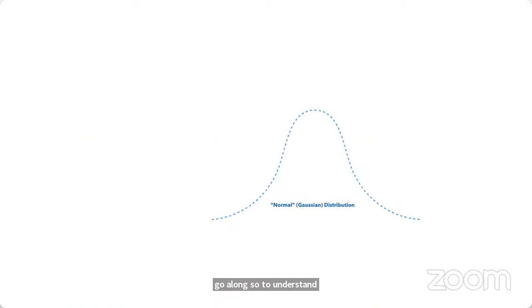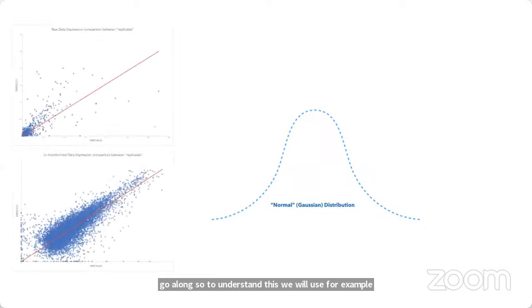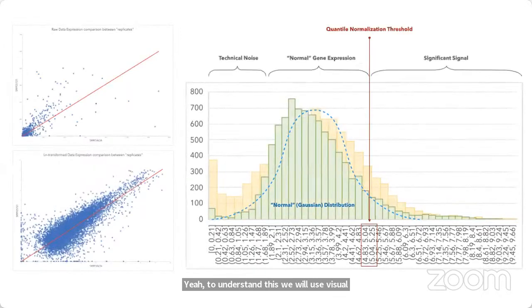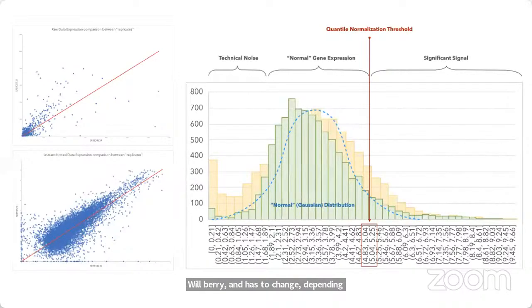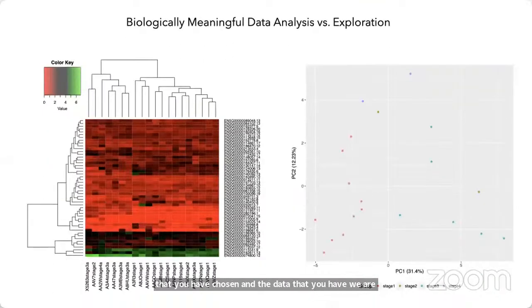To understand this, we will use visual representation to spot, for example, technical noise that is important to be eliminated using various normalization techniques and data transformation steps. And the choice of these normalization and data transformation steps will vary and has to change depending upon the data that you are analyzing and the pattern that you will get. We will also speak about making machine learning models more transparent and explainable whenever we present data to our collaborators and share with other peers, right?